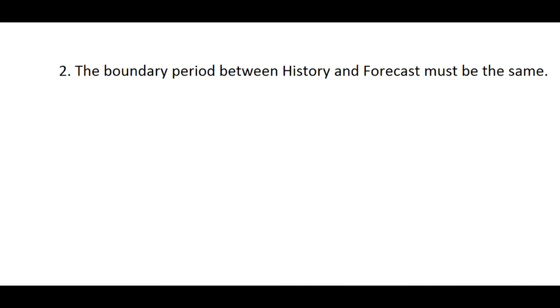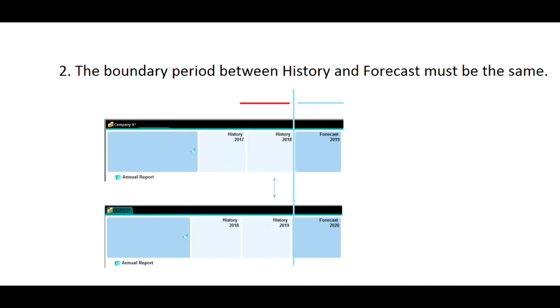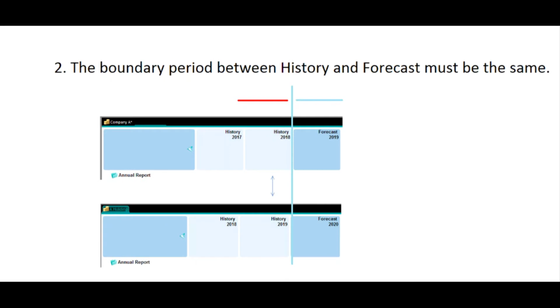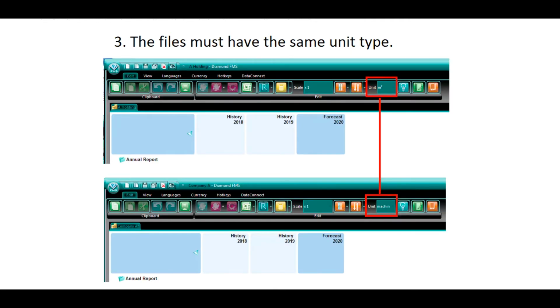Rule number 2. The boundary period between history and forecast must be the same. Or in other words, the last history period must be the same in all the source files. In our example, it's 2019. Number 3. The files must have the same unit type. In our example, it's square meters.